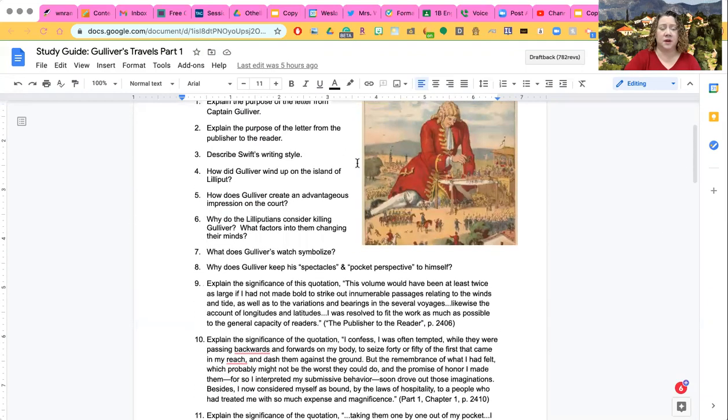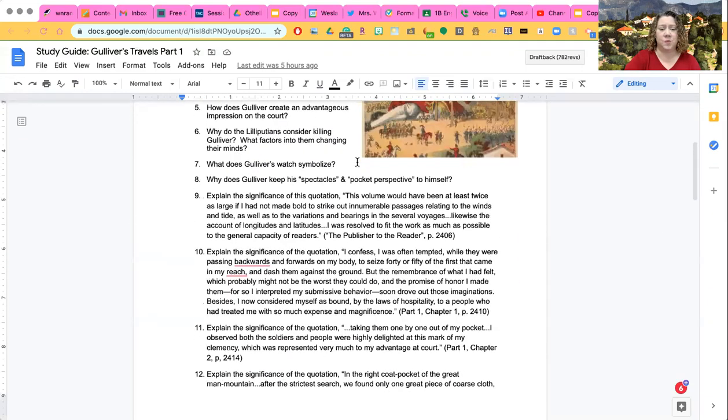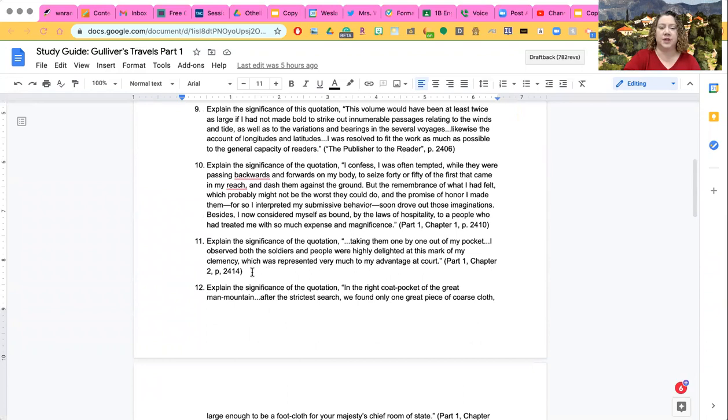Number 11, on the first part? I think you mean on the first part here. Okay. Yeah, so it's a quotation. Explain the significance of the quotation. "Taking them one by one out of my pocket, I observed both the soldiers and people were highly delighted at this mark of my clemency, which was represented very much to my advantage at court."